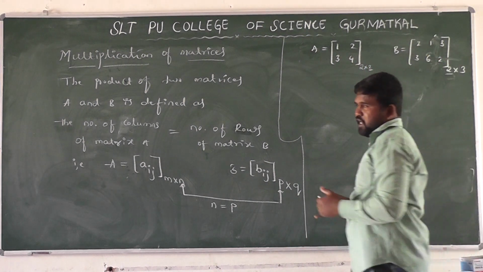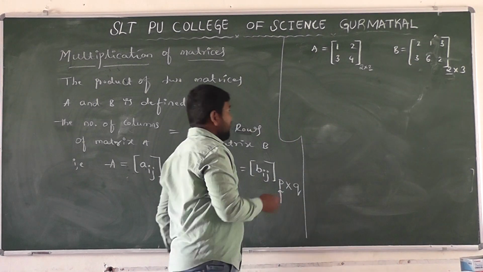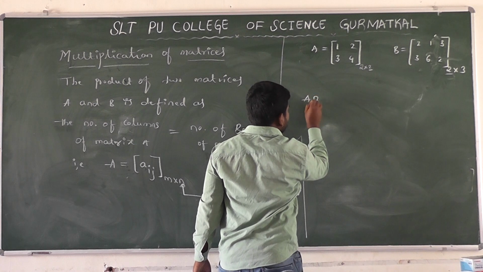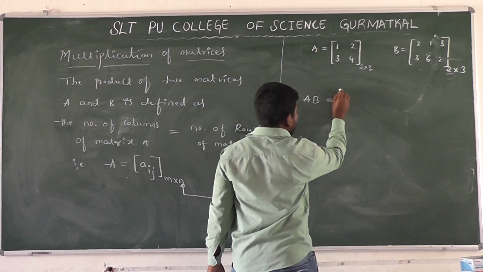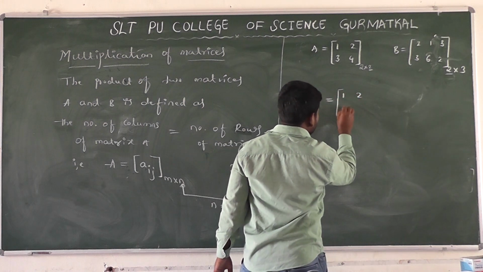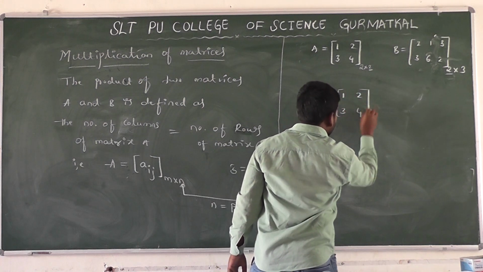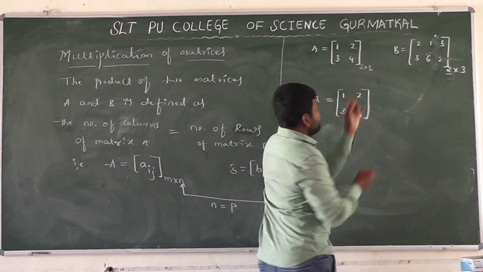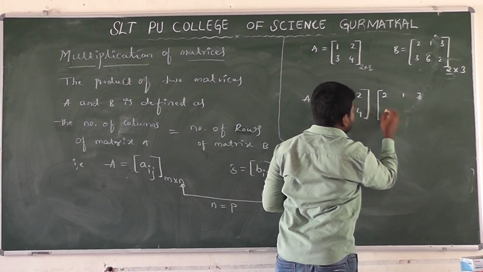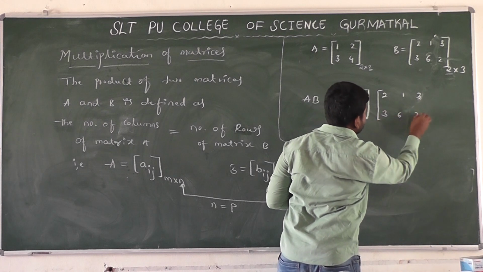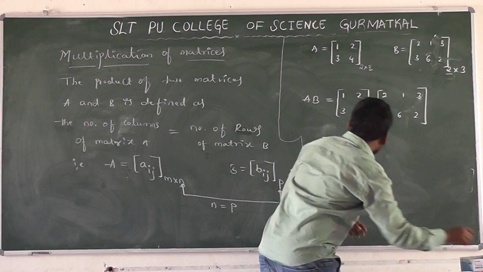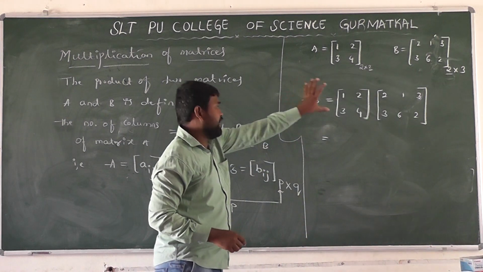Then how to multiply the A and B matrices here? Right? Here the product AB. Here AB is equal to, how to multiply? A and B, which is 2, 1, 3, 6. Right? Here, how to multiply the two matrices?